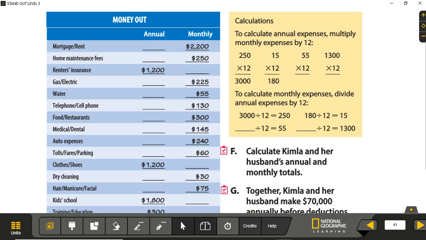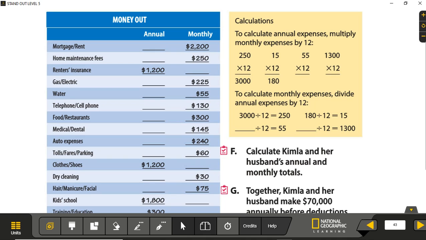Okay? And we want to, it says calculate Kimla and her husband's annual and monthly totals. So, when you see monthly on this side, there are 12 months in a year, so it's 2,200 times 12. And that'll give you this answer. Same for this one, 250 times 12.